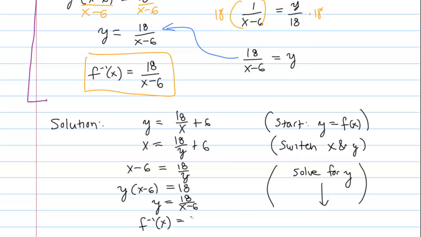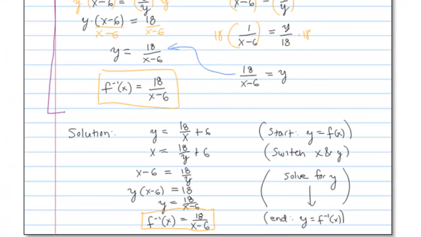F inverse equals 18 over x minus 6. And so we have a solution. And so there we have our final answer.